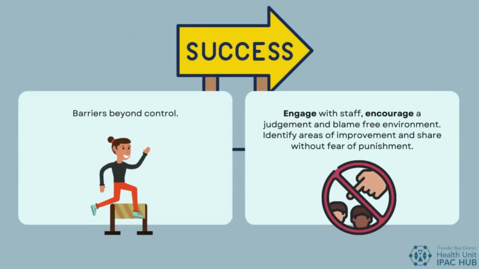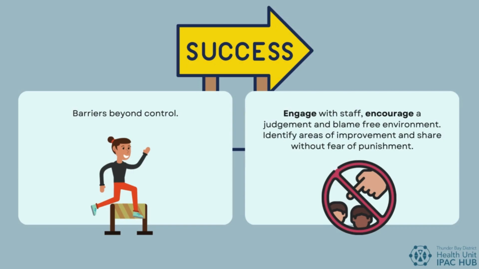Successful auditing involves acknowledging that there are many barriers beyond the individual's control that can affect compliance. For example, the alcohol-based hand rub dispenser is missing or not available where needed, the dispenser is empty, or it's discovered a soap dispenser at the hand sink is broken with no paper towel to dry your hands.